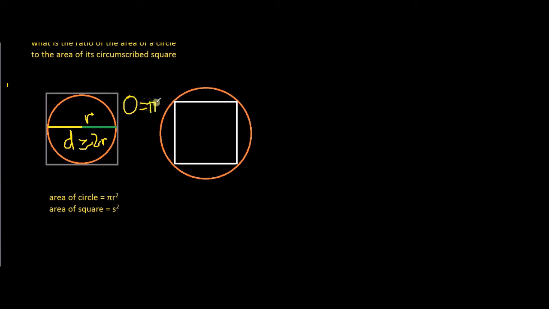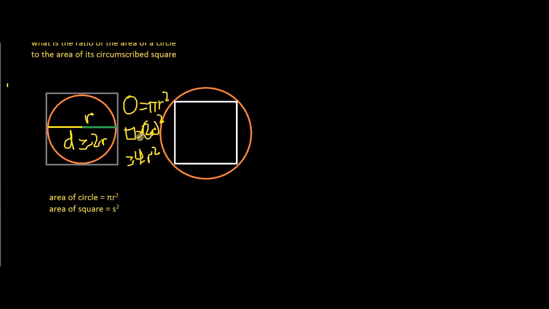So the area of the circle equals pi r squared. The area of the square equals, well, the diameter is 2r, which means the side of the square is 2r. So we square 2r, so that's 2r all squared. Well, that's just 4r squared, right?